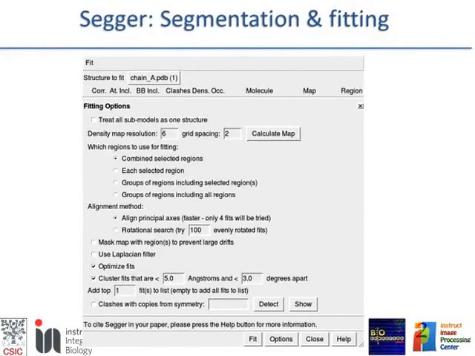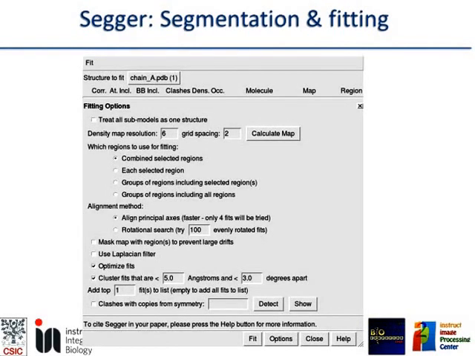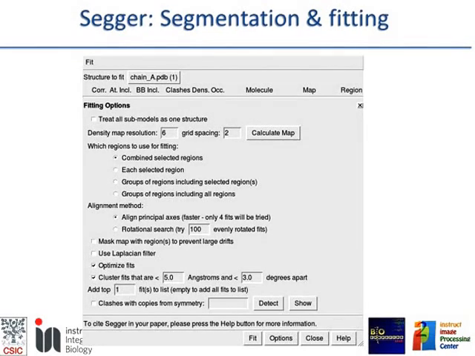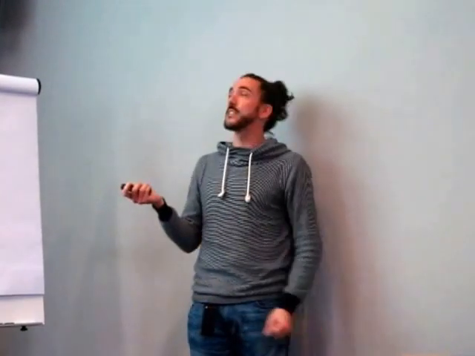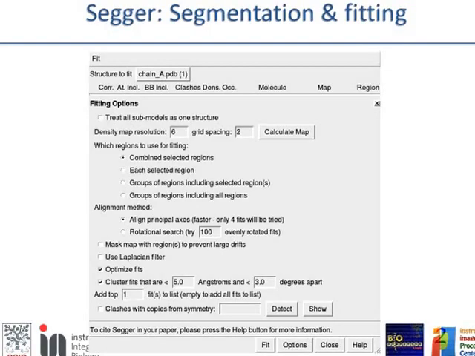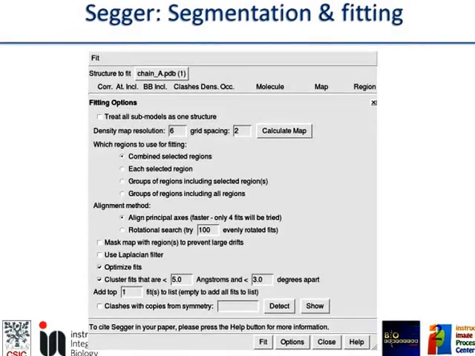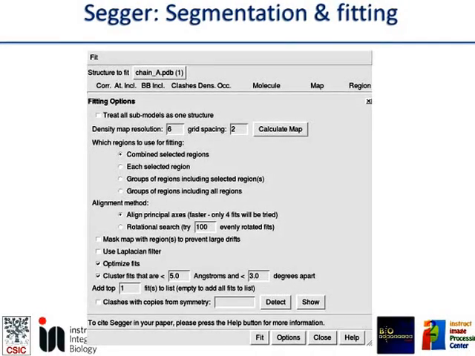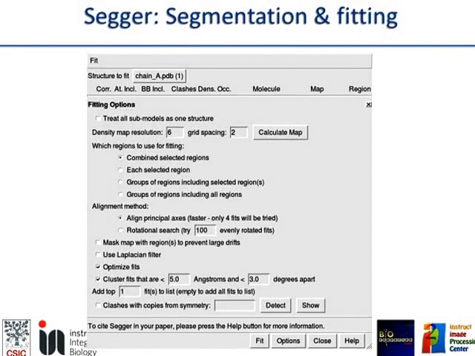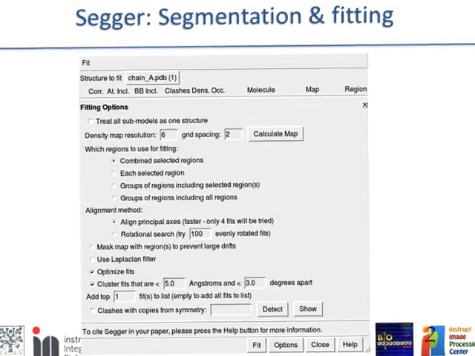This is the alignment method. This is the score that will be used to align the generated density map with our map. So we have two methods. One is align the principal axis. What it is going to try is to find the principal components and align these components. The other is a search in the three-dimensional space, the same that multifit was doing, just translating and rotating your structure until it maximizes the correlation.